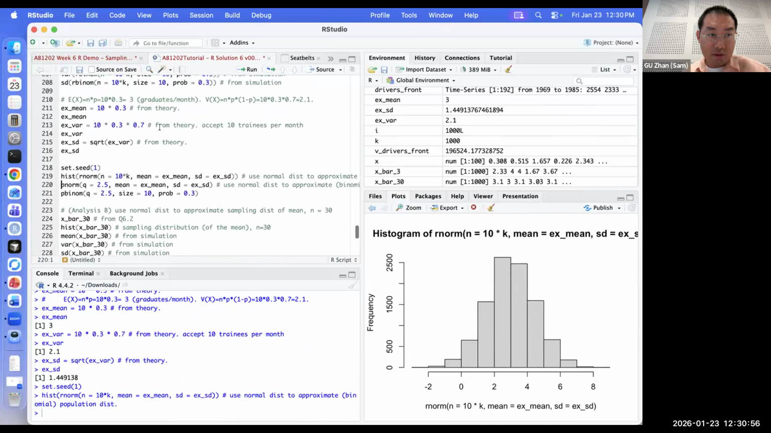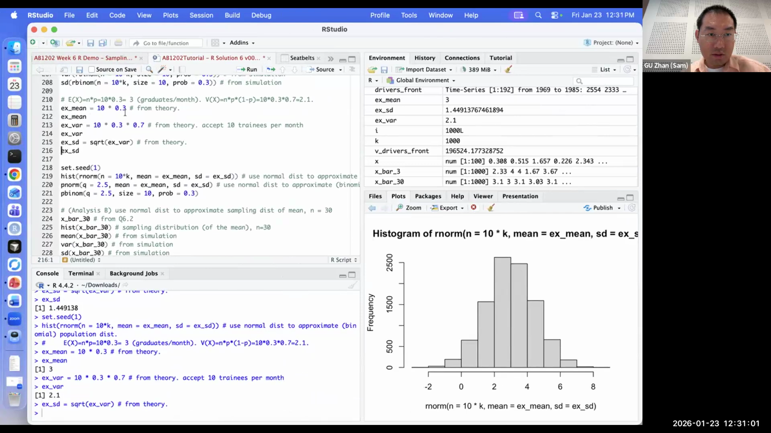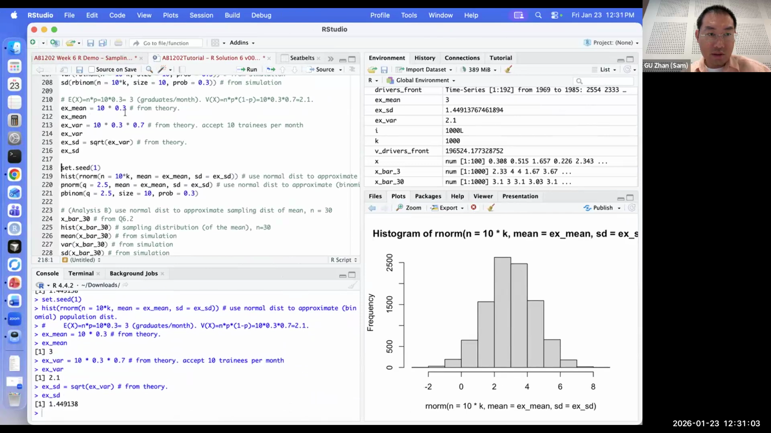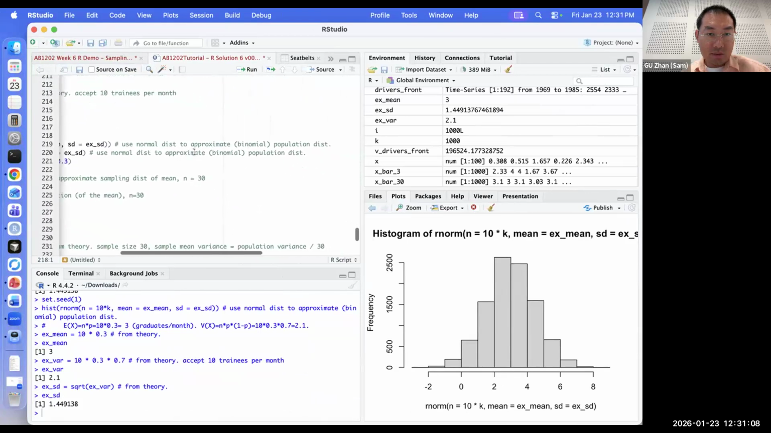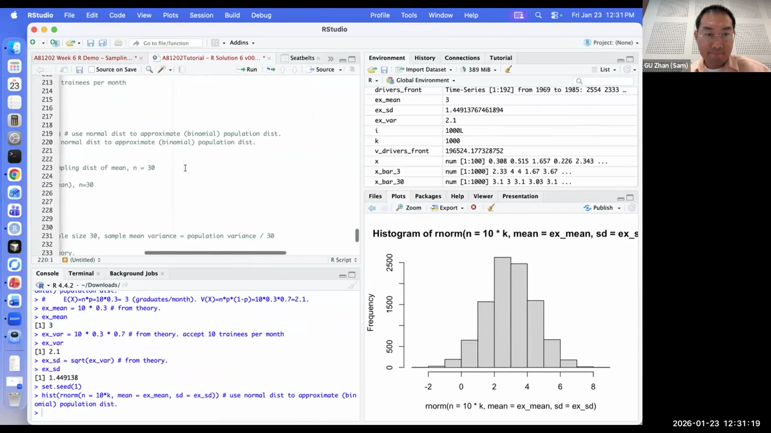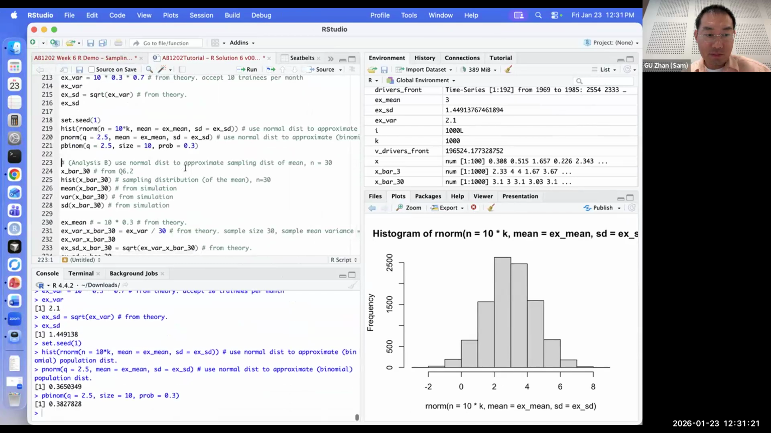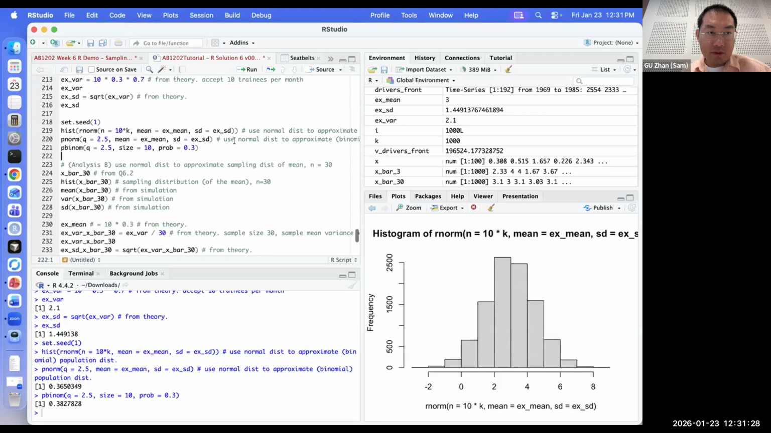Standard deviation is this; this is the population mean. Standard deviation is this. Okay. So use normal distribution to approximate the binomial population distribution. This is to show you the population distribution, so these two parts. Use the sampling distribution.